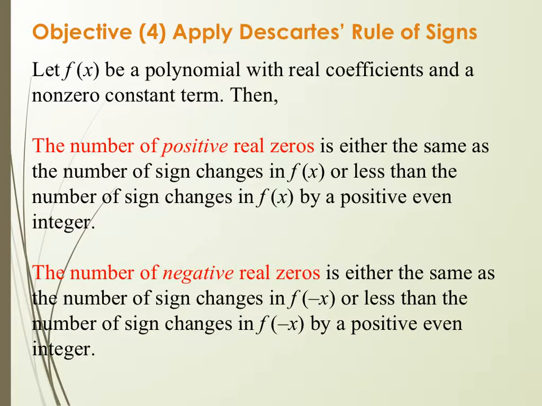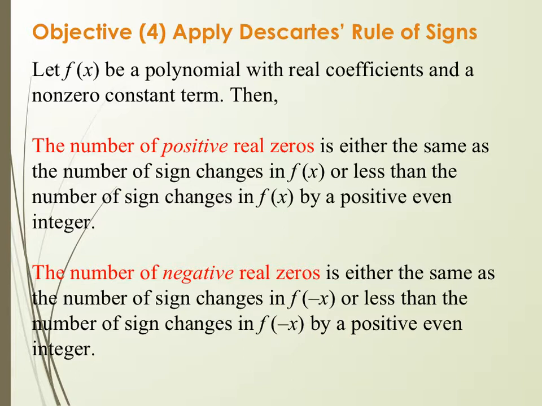Objective 4 is to apply Descartes' rules of signs. Let f of x be a polynomial with real coefficients and a non-zero constant term. Then the number of positive real zeros is either the same as the number of sign changes in f of x, or less than the number of sign changes in f of x by a positive even integer.